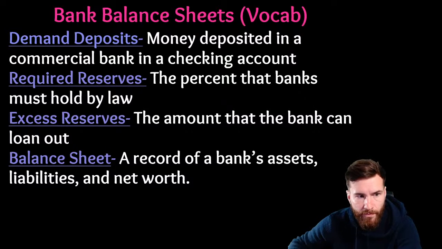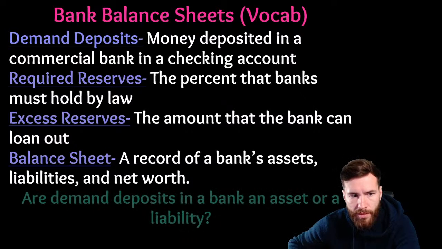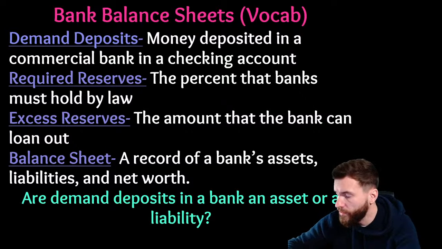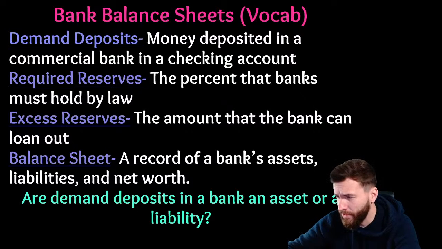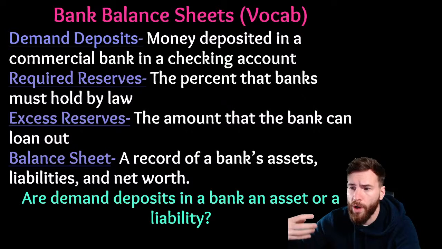So a bank balance sheet is just a record of all banks' assets, liabilities, and net worth. And we know that an asset is something that someone owns. A liability is what you owe. A lot of vocab words today, people. I hope you did the reading. Asset is what you own. A liability is what you owe.